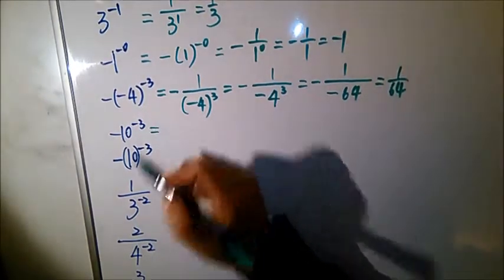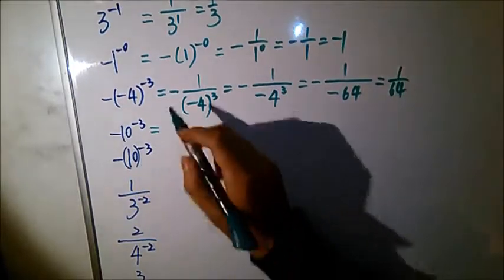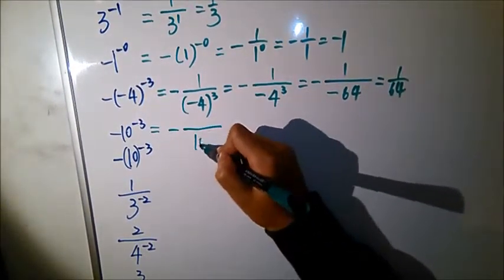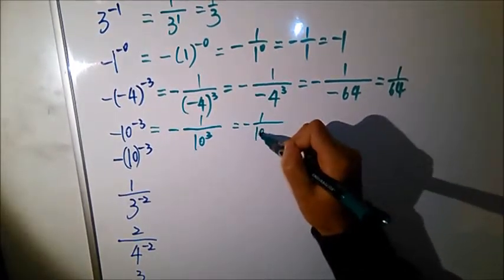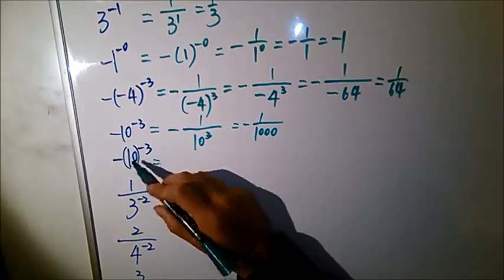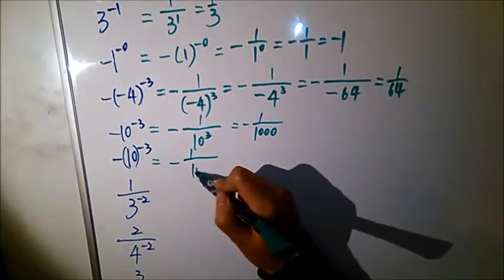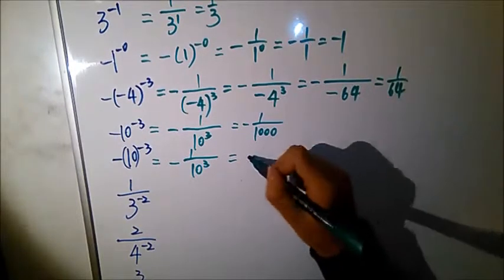Okay, this one, you're going to move the 10 downstairs along with the power of 3. So the answer would be negative 1 over 1000. Okay, this one looks tricky, but it's the same thing. You move the negative 10 downstairs again to the power of 3 and do the same thing. Your answer will be the same, negative 1 over 1000.